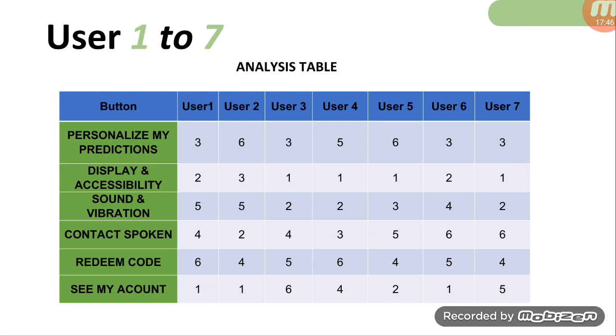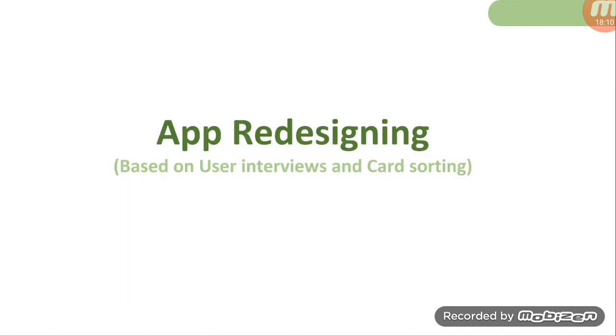Next, see my account button. The first user placed this on first place, the second user also on first, the third user placed this button on sixth place, the fourth user on 4, the fifth user on 2, the sixth user on 1, and the seventh user on 5.